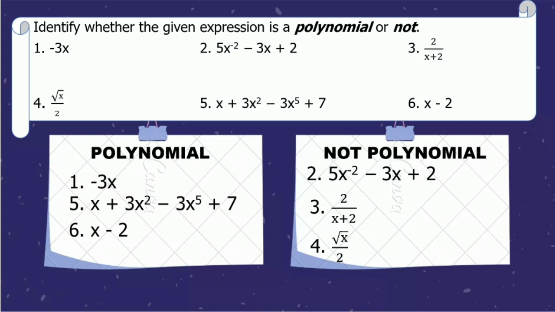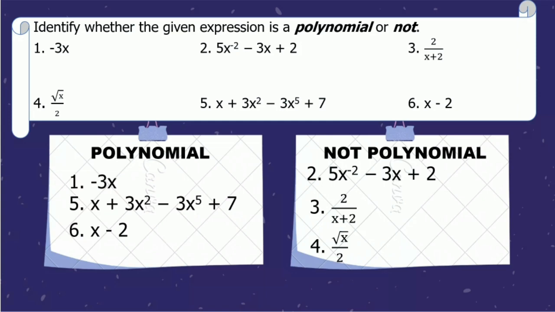Number 4, square root of x over 2 is also not a polynomial, because if we simplify the square root of x, the exponent of the variable x under the radical symbol is a fraction. Next, number 5, x plus 3x squared minus 3x raised to 5 plus 7 is a polynomial because all the exponents are non-negative integers. Next, number 6, x minus 2 is also a polynomial, again because it has a positive exponent, which is 1.